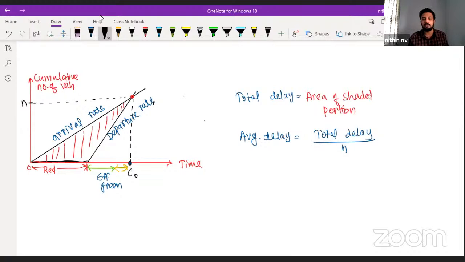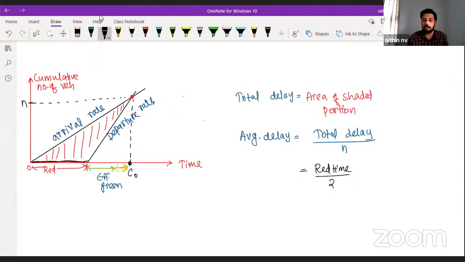One more extra point I'm telling you, if it is meeting at C0, okay, then finally, if you are calculating this data, finally you are going to get the average delay is equal to red time divided by 2. That you can just calculate. Keep in mind, if it is meeting at C0, then it will come as red time divided by 2. In unsaturated system and all, this may not be coming exactly same.